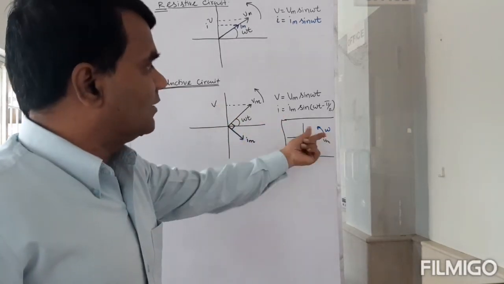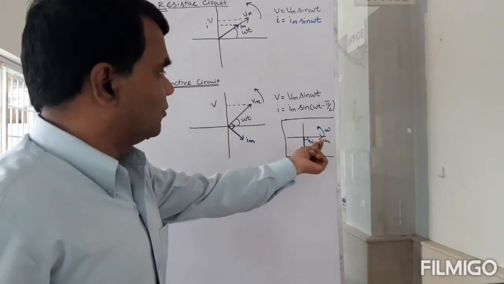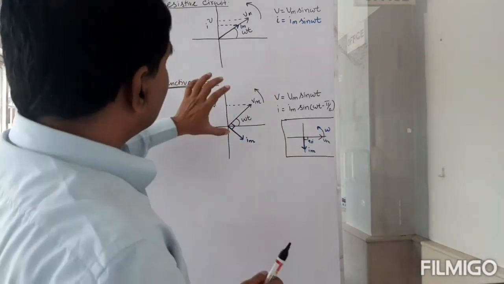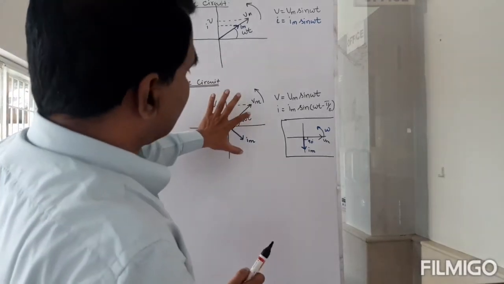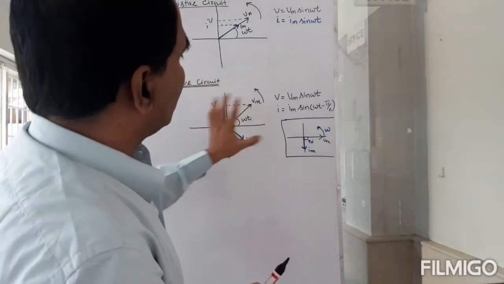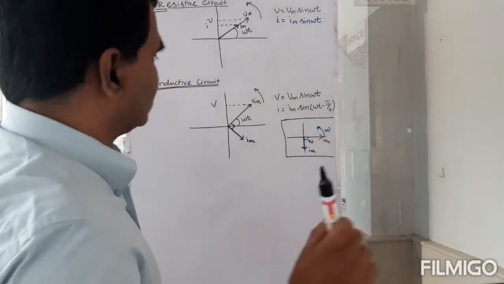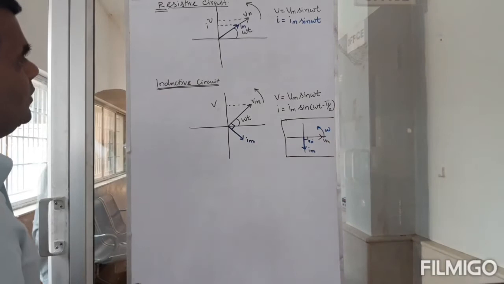Here I have taken the time to be 0. I have taken the snapshot when time is equal to 0. Here I have taken the snapshot when I have some random time. But both are equivalent. I could have drawn like this also. I want you to keep it in mind. This is also okay.